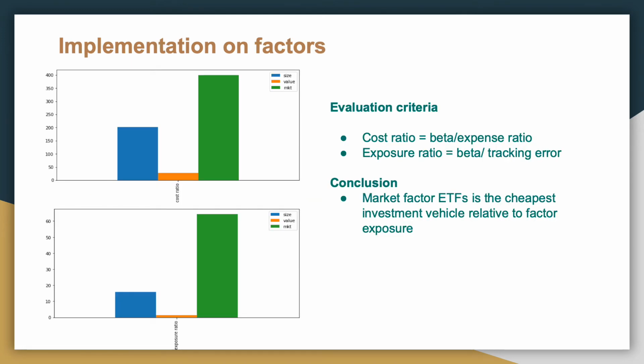Now let's take a look at the implementation of factors. Now that we know that market has a higher weight, let's look deeper into it. So we decided to evaluate it under 2 criteria: cost ratio and exposure ratio. Cost ratio represents how much exposure relative to 1 unit of expense ratio. The higher the better, and exposure ratio showcases how much exposure relative to 1 unit of tracking error. Again, the higher the better.